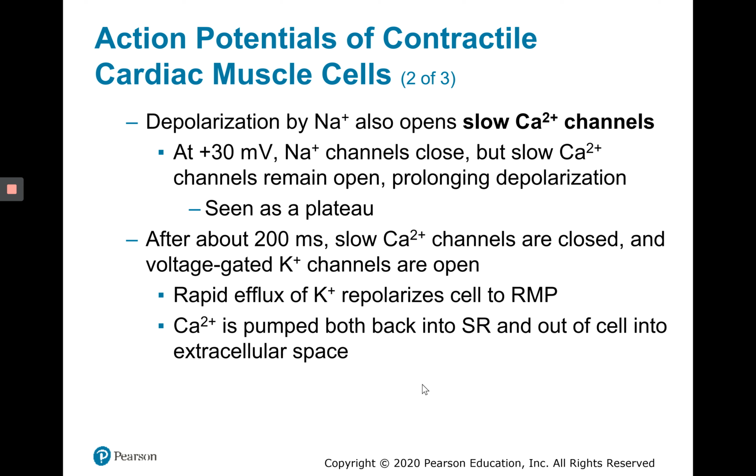But after about 200 milliseconds, the slow calcium channels do close. Then voltage-gated potassium channels open. We get our efflux of potassium. We get repolarization back to resting membrane potential. And the calcium that was allowed to influx for a longer period of time to create the plateau would be pumped either to outside the cell in the extracellular space or back into the sarcoplasmic reticulum.